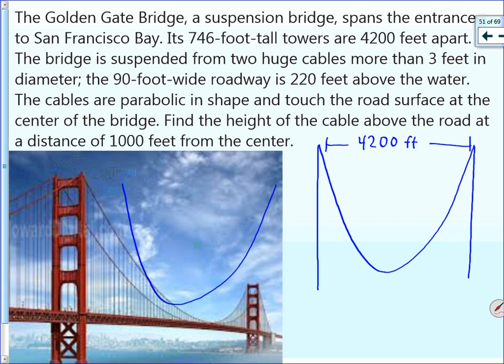I'm trying to pick out the important piece of information here. So the towers themselves are 746 feet tall. But do you guys notice that the parabolas don't go all the way that far? The parabolas go only to the roadway.